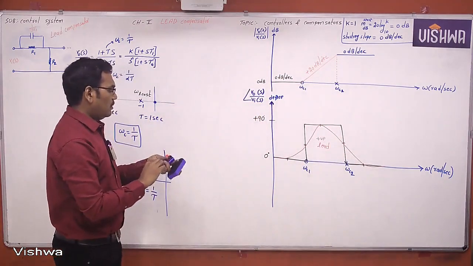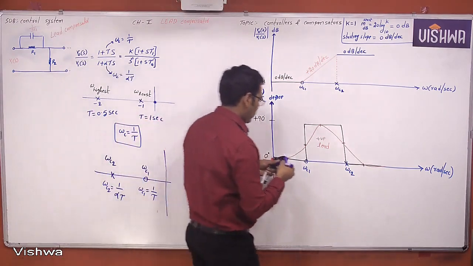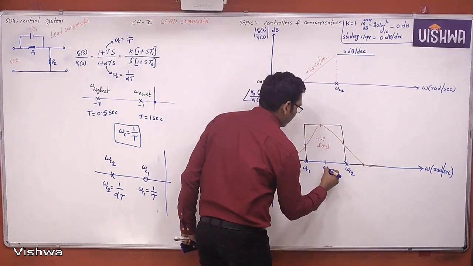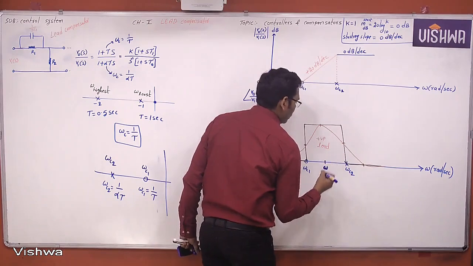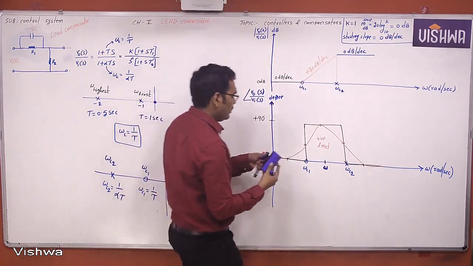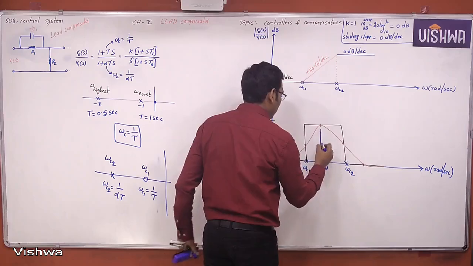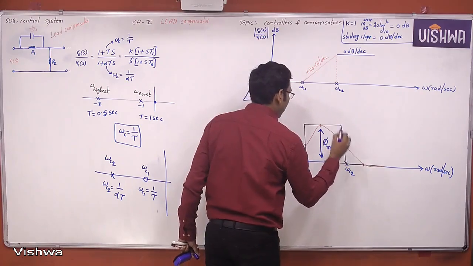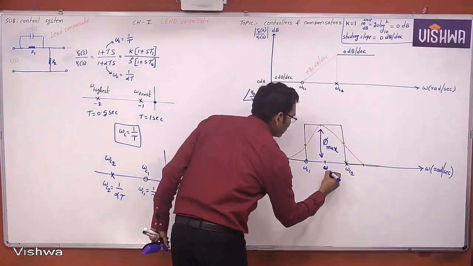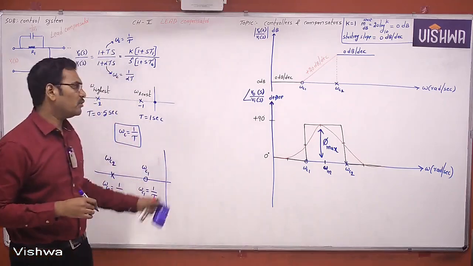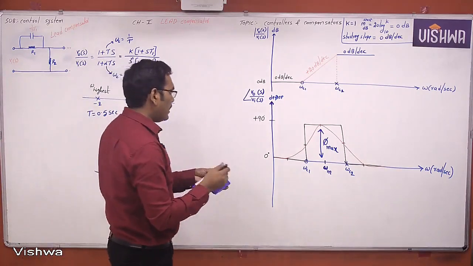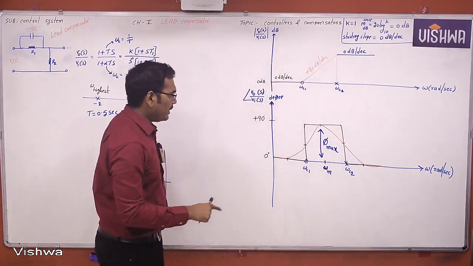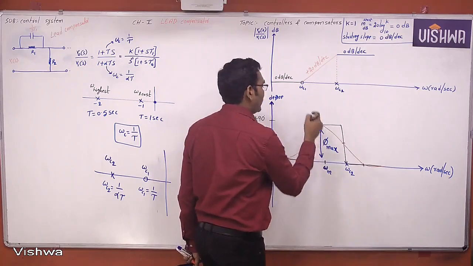Now see here, this is the frequency. At this particular frequency, we can get the maximum phase. Let us assume this frequency is omega m. We have one shortcut method. You can find that frequency directly. Omega m is the frequency at which the maximum phase will occur.